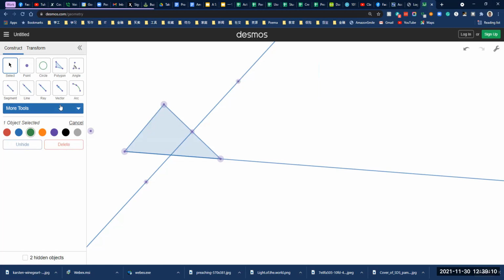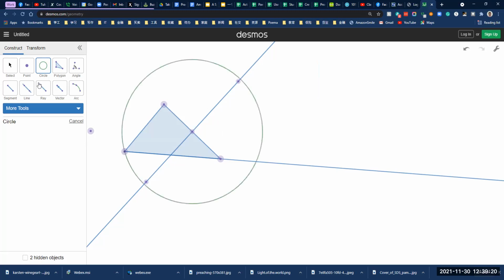Once we've got that, we can draw a circle, using this point as the center and the other point as a radius. And then we're going to connect these two points and extend it. And now we're going to make another triangle.